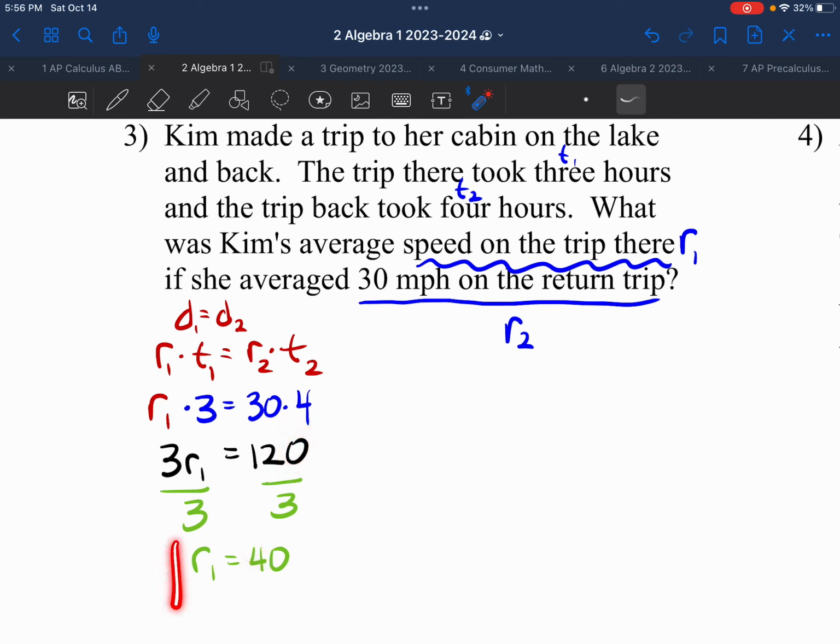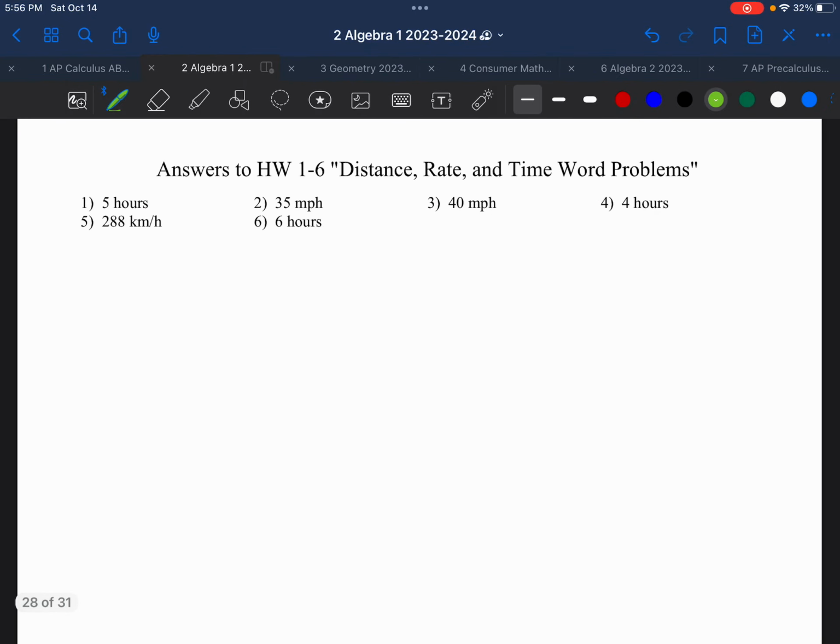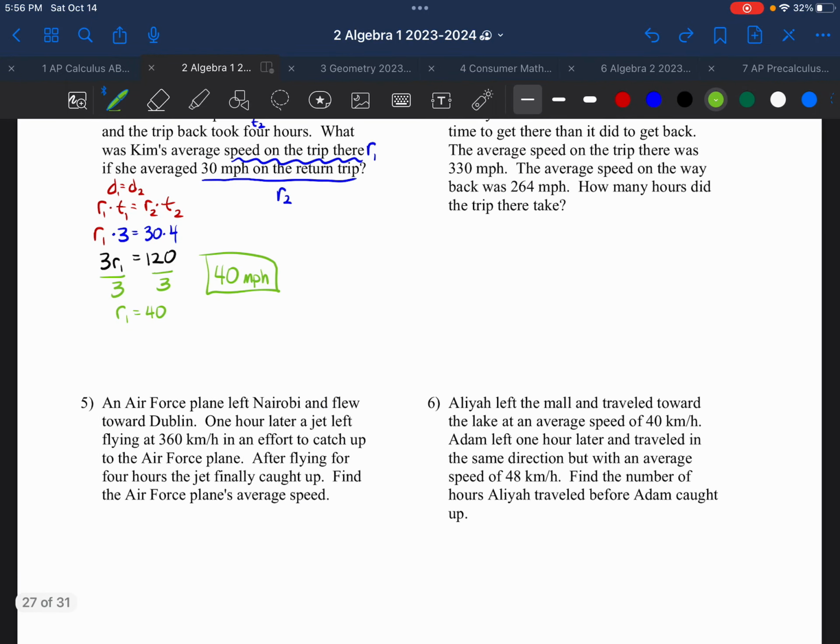Don't box this because we haven't interpreted this. 40 what? It's Kim's average speed, and speed is measured in miles per hour. So we can say that Kim's average speed is 40 miles per hour. We will box that interpretation and then check our work. 40 miles per hour, is that correct? 40 miles per hour for number 3 is correct. And with that problem, we are now halfway done with these problems. Problem number 3 out of 6 is done.